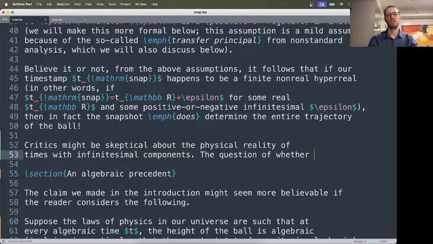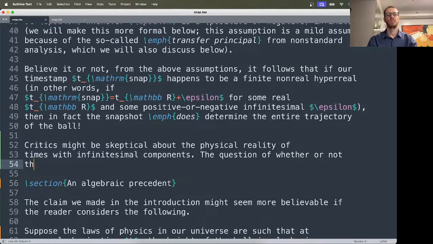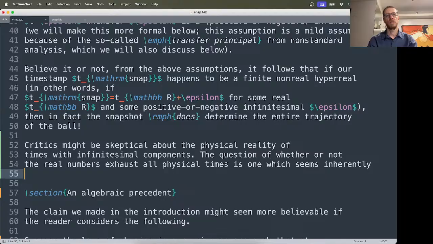The question of whether or not the real numbers exhaust all physical times is one which seems inherently unfalsifiable. We are such critics. I don't want to say this in a way as to insult the critics. I'm tempted to say such critics remind us of the Pythagorean cult, but that could sound sort of insulting.